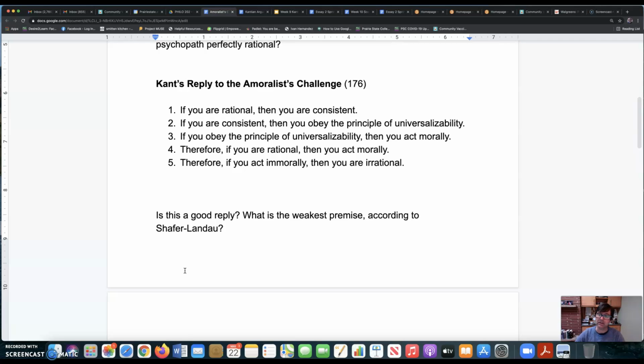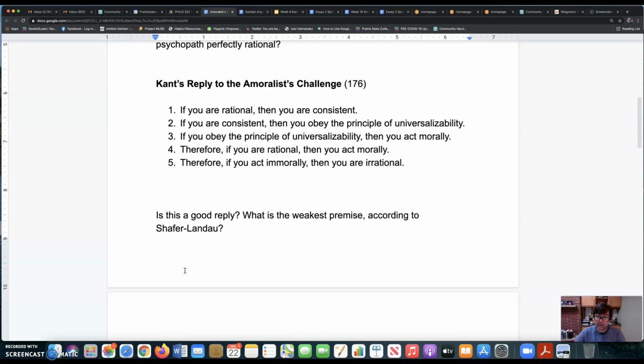That's Kant's argument, right? That if I'm acting on a principle that I could universalize, that I could want others to act on, then not only am I acting consistently, but I'm acting morally. They mean the same thing. Kant is at least trying to argue that they come to the same thing. So if you're rational, then you're acting on a principle of universalizability, a consistent principle. And that's just what it means to act morally. So if you're rational, you're acting morally.